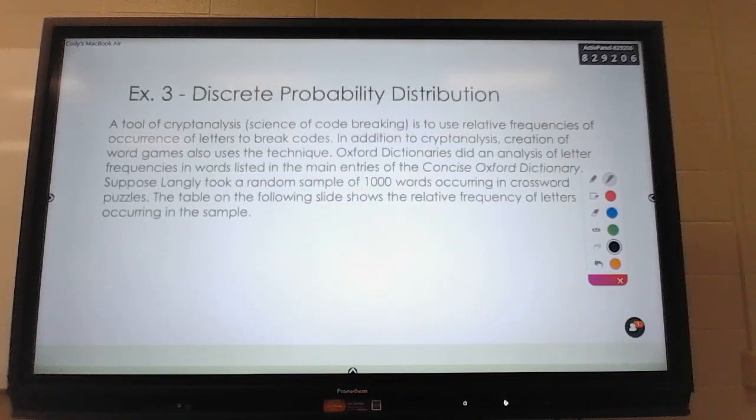All right, let's do one more example. A tool of cryptanalysis. Cryptanalysis is the science of code breaking. A tool of cryptanalysis is to use relative frequencies of occurrences of letters to break codes. In addition to cryptanalysis, creation of word games also uses the technique. Oxford Dictionaries did an analysis of letter frequencies in words listed in the main entries of the Concise Oxford Dictionary. Suppose Langley took a random sample of 1,000 words occurring in crossword puzzles. The table on the next slide shows the relative frequency of letters occurring in the sample.